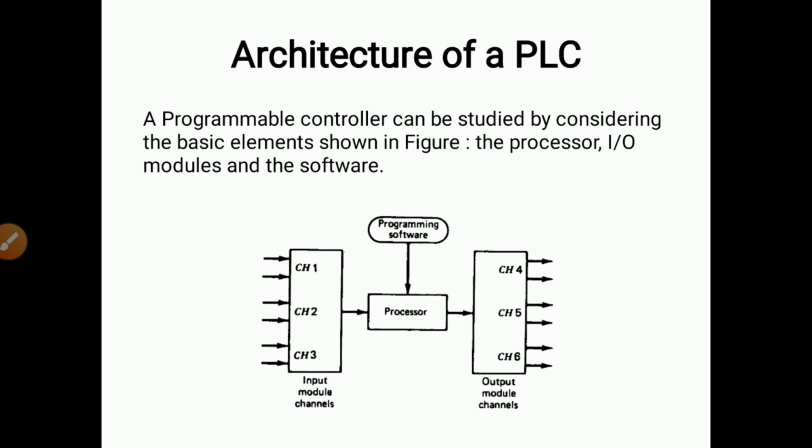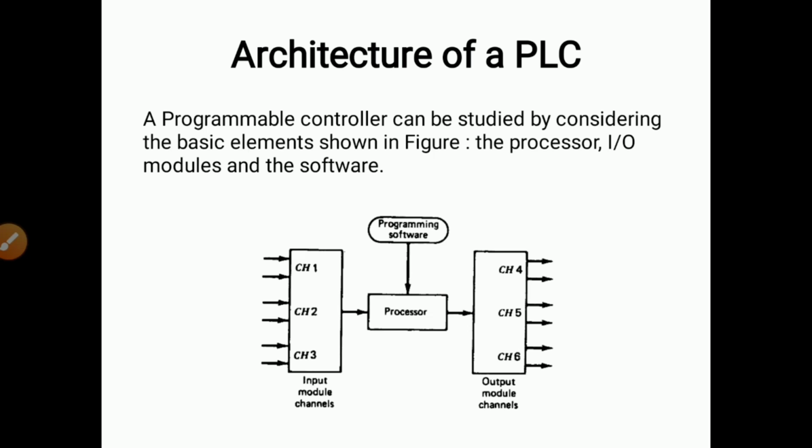So you can see in the center processor is shown, which is connected to programming software. Okay, on left hand side you can see input module channels. Okay, so there are channels, channel 1, channel 2, channel 3, where we connect input devices. Okay, and on right hand side there is output module channels, channel number 4, 5 and 6, where we connect output devices like motors, solenoids, valves, light bulbs, etc. Okay, so like this is architecture of PLC, or we can say basic block diagram of PLC.